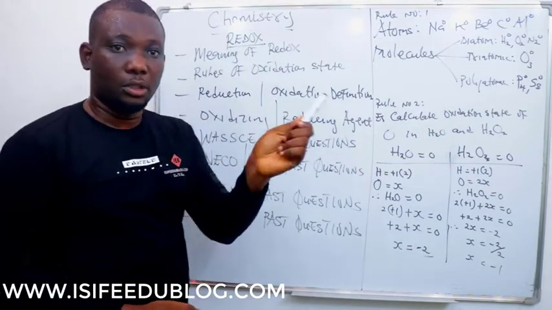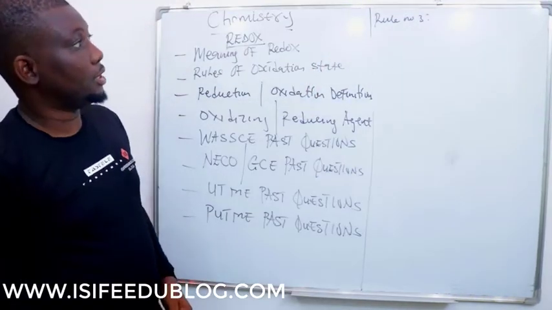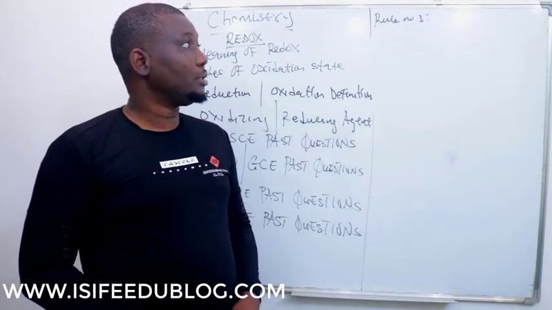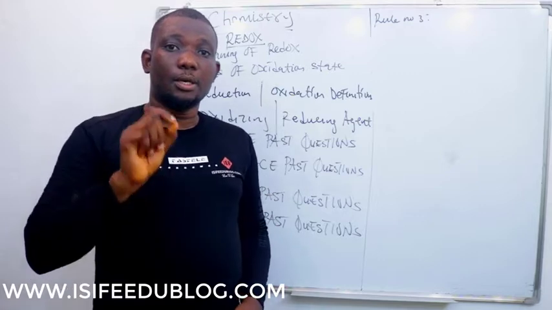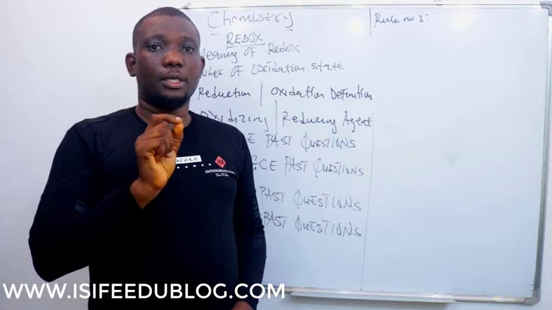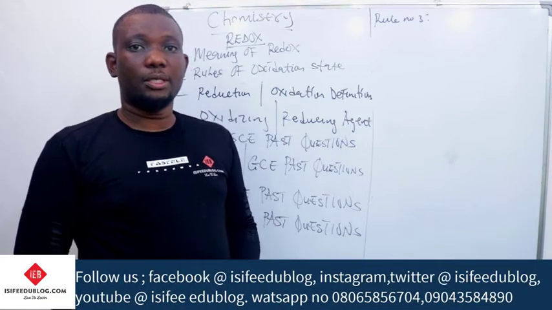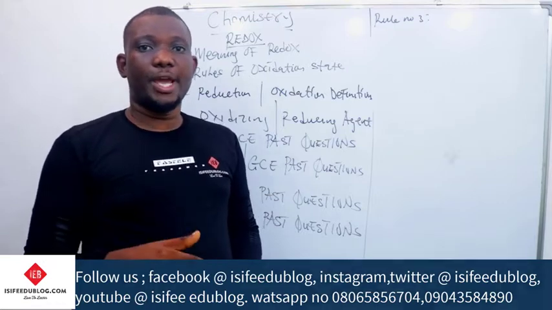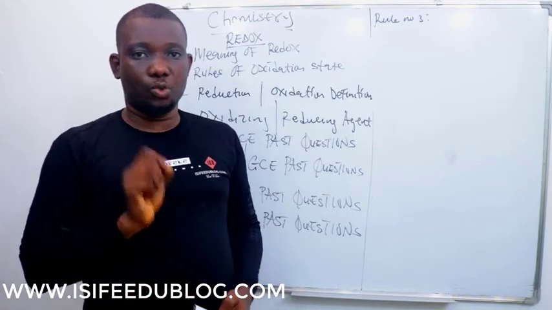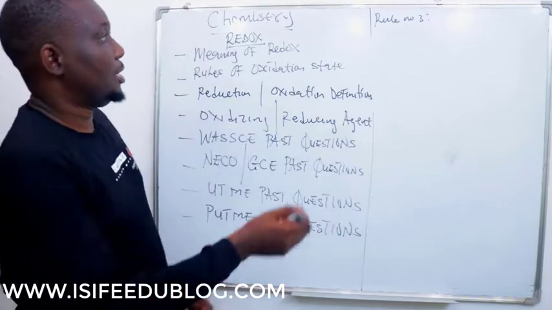So we look at rule number 3 for hydrogen this time. In rule number 3, the oxidation state of hydrogen is always +1 in most of its compounds, with exception in hydrides, where its oxidation state is -1. Okay, let's look at these examples.